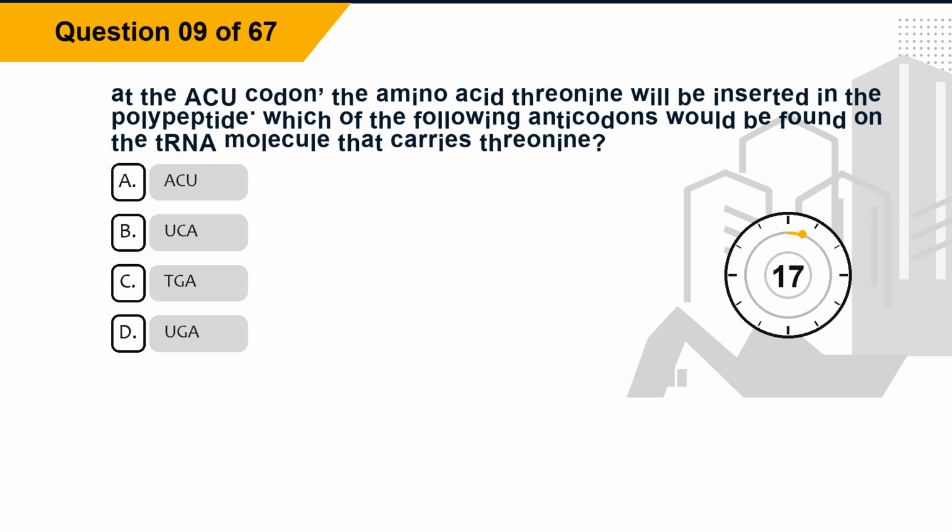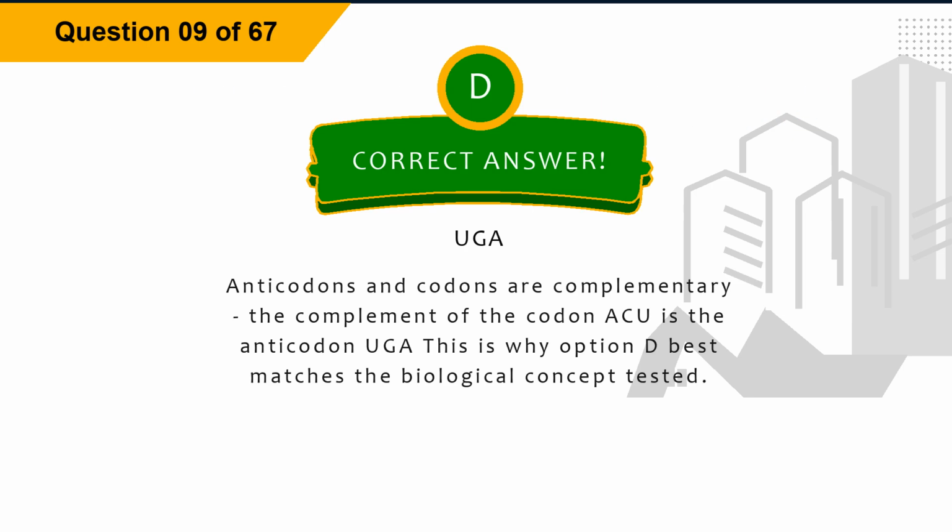Question 9. At the ACU codon, the amino acid threonine will be inserted in the polypeptide. Which of the following anticodons would be found on the tRNA molecule that carries threonine? Option A, ACU. Option B, UCA. Option C, TGA. Option D, UGA. The correct answer is option D, UGA. Explanation: Anticodons and codons are complementary. The complement of the codon ACU is the anticodon UGA. This is why option D best matches the biological concept tested.